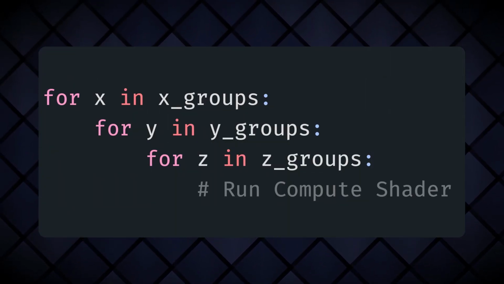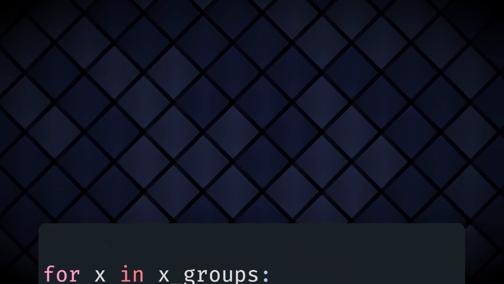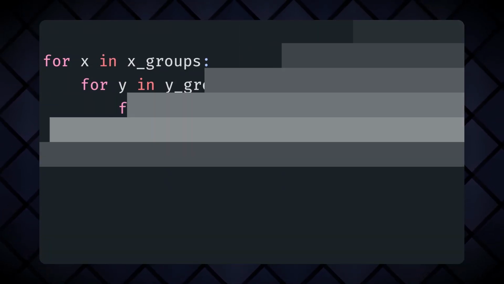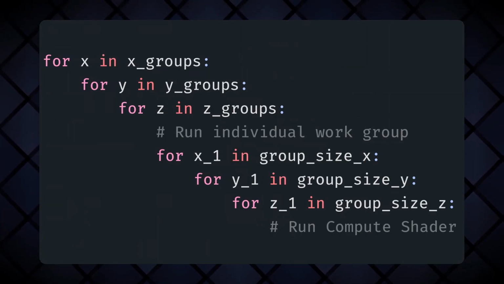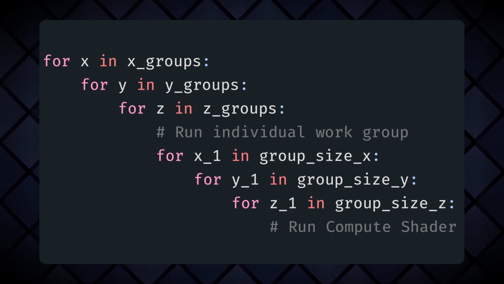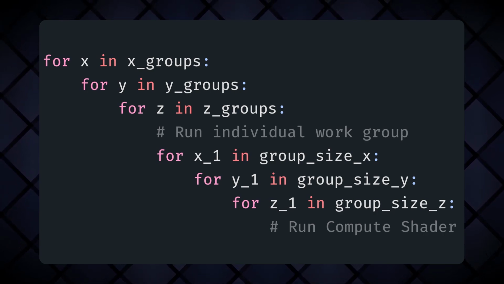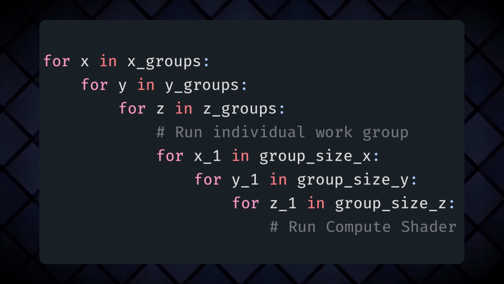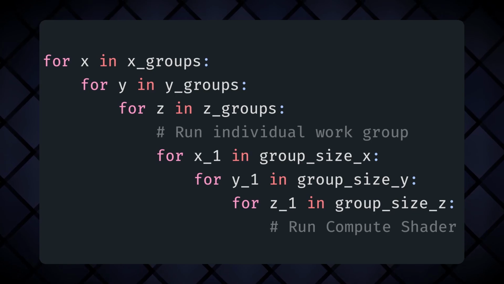Each number represents how many times we want one of the loops to run. Then inside of the loop, we do the same thing, another nested loop, this time for the amount of threads each work group should have. Hopefully this explanation of work groups has been understandable. I know it's a bit rambly, but I couldn't really think of a better way to describe it.